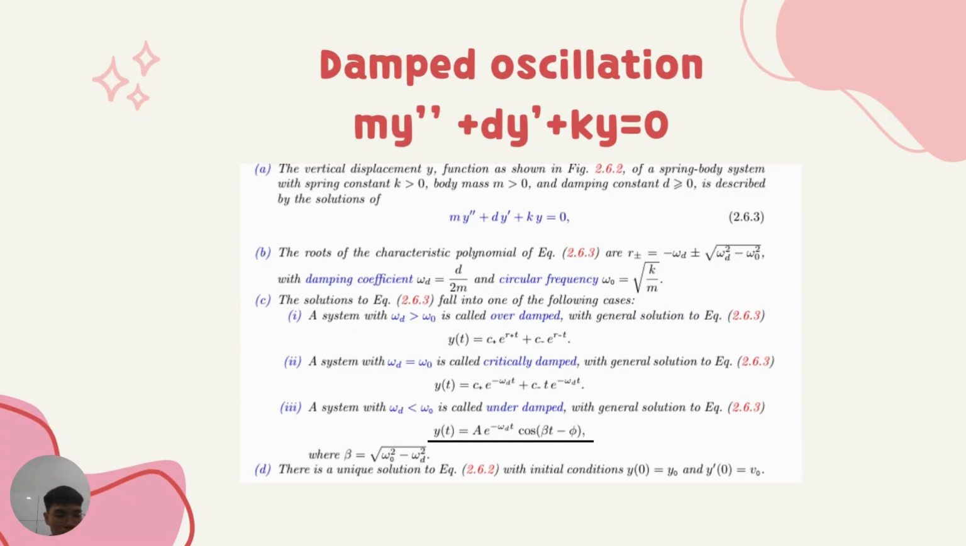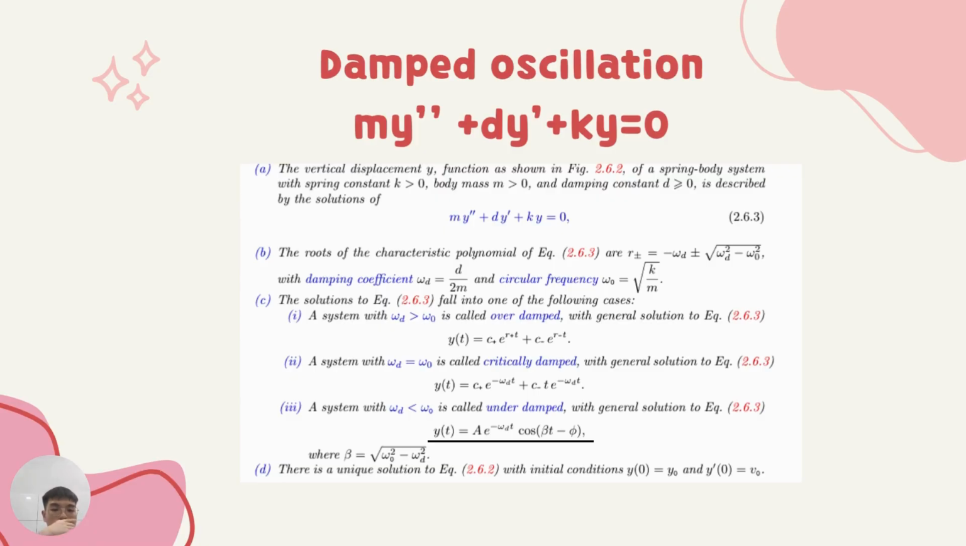Now let's move to the situation of damped oscillation. We assume there's a vertical displacement y, a spring constant k greater than 0, a body mass m greater than 0, and a damping constant d greater or equal to 0. It's described by the solution of m y double prime plus d y prime plus k y equal to 0.